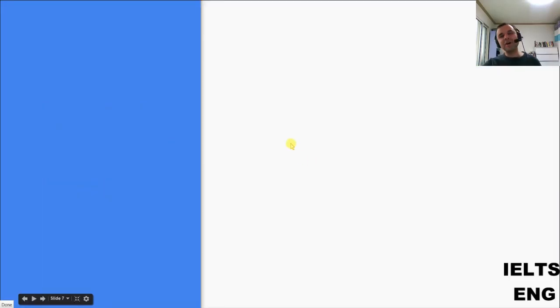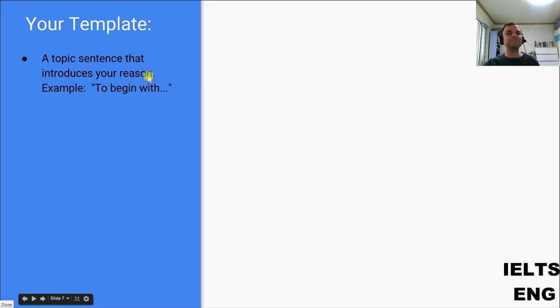So the first body paragraph, how do you do it? Well, you follow a template. Go figure. And again, it's the same template that you can use no matter what the question is. So let's take a look. The first sentence of your first body paragraph is your topic sentence. That introduces the reason you're going to discuss in the rest of the paragraph. Begin it with something like "to begin with" or "first of all," something like that.